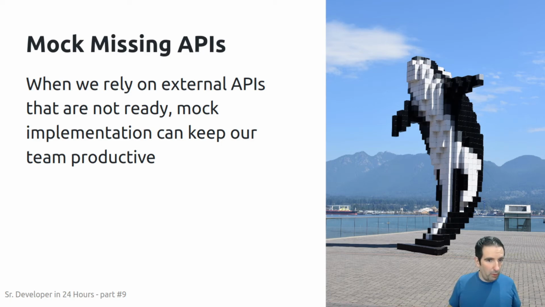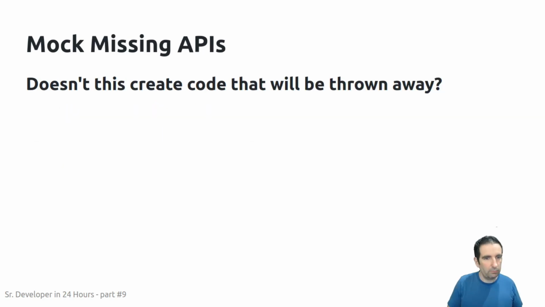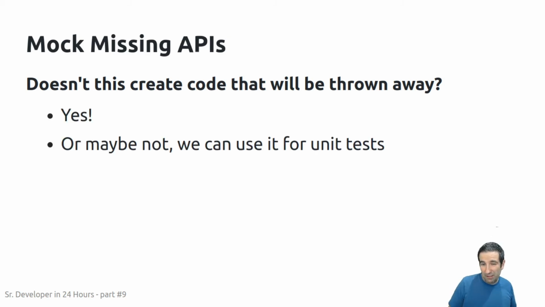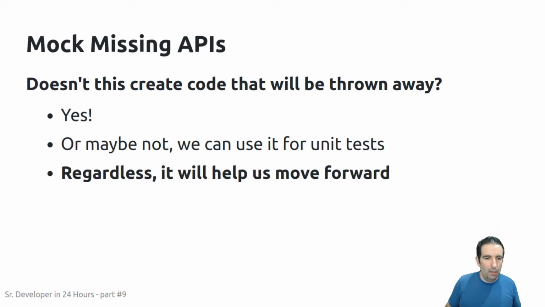So again, we can mock missing APIs. Now, the first question is, doesn't this create code that will be thrown away? And the answer is yes, or maybe not. Maybe we can use some of this for unit test. But the important thing is that regardless of whether this code is going to be thrown away or not, it will help us keep moving forward.